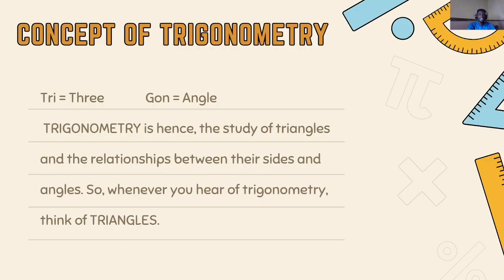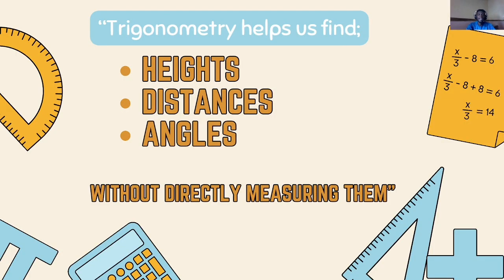So whenever you see or hear the word trigonometry, take note of these two, tri and gon. Tri meaning three, and gon meaning angle. So putting it together, trigonometry is hence the study of triangles and the relationship between their sides and their angles. Trigonometry helps us in finding height, distances, and angles without needing to use a meter rule or a protractor.